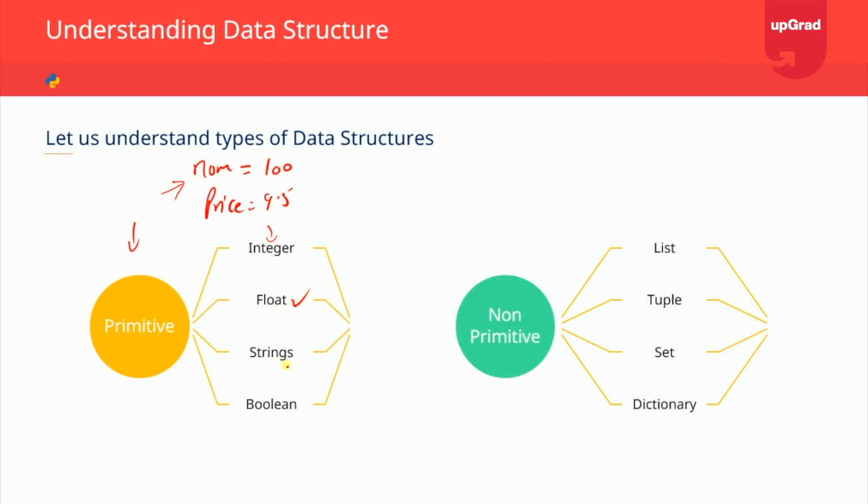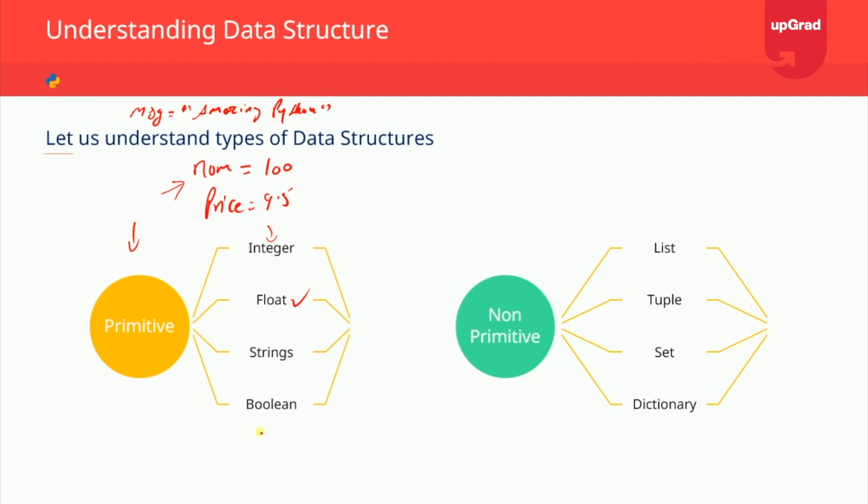Then for strings, a string is basically a group of words here. So for example, message equals amazing Python. So here, message is a string variable. Strings are identified by a group of characters or a group of alphanumeric characters as well. And strings are always in single or double or triple quotes.